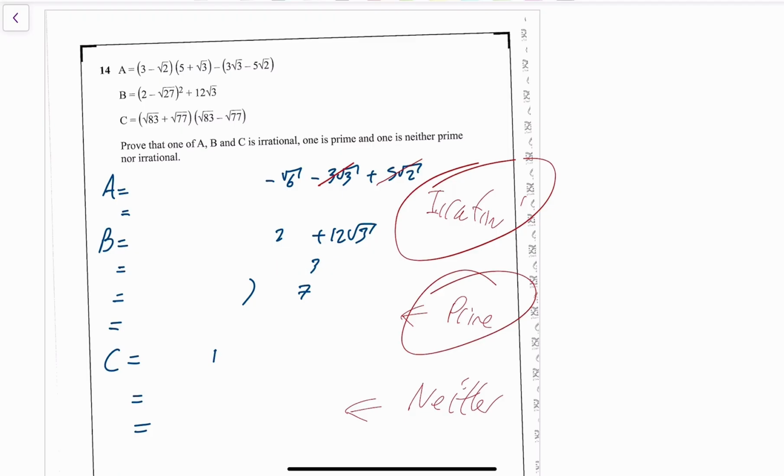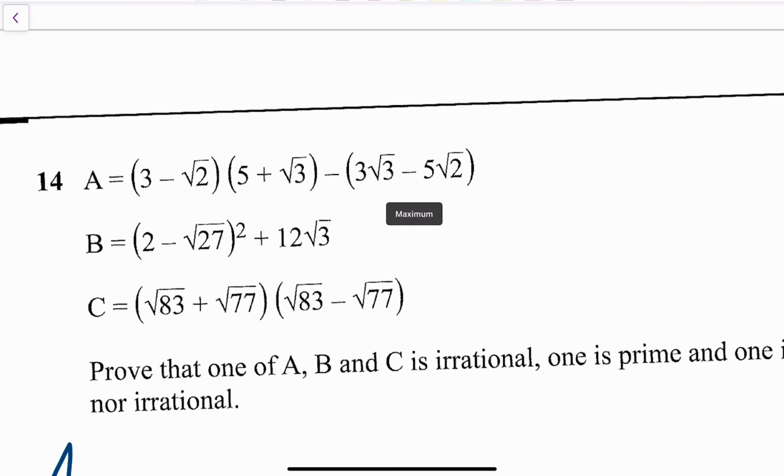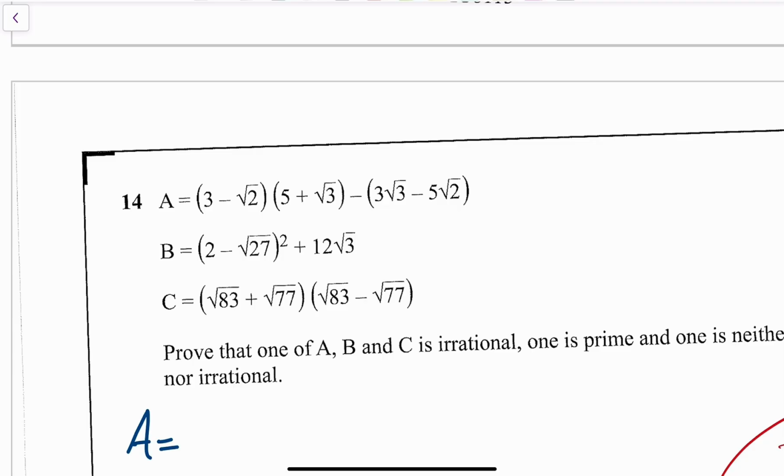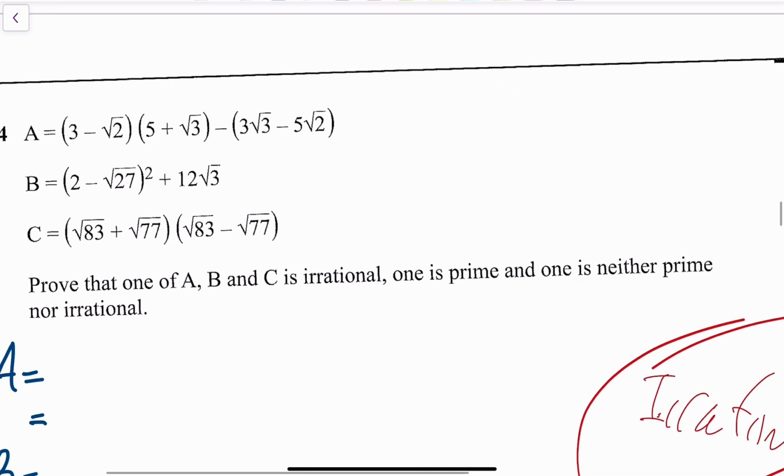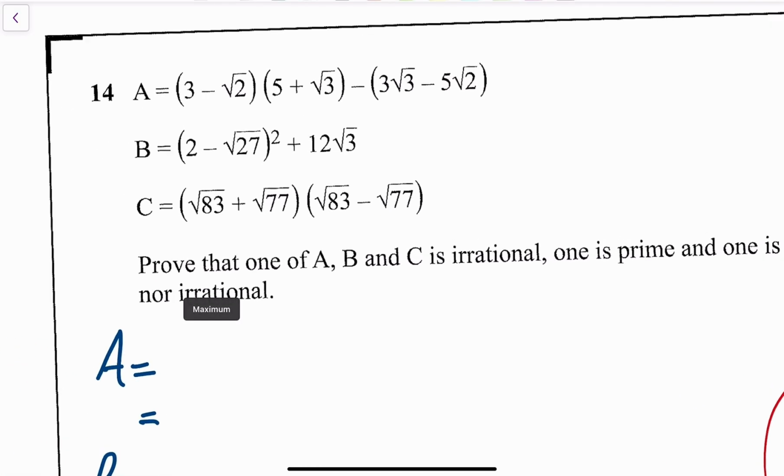Okay, and this one says A is equal to 3 minus root 2 upon 5 plus root 3 minus 3 root 3 minus 5 root 2. B is equal to 2 minus root 27 squared plus 12 root 3. And C is equal to root 83 plus root 77 upon root 83 minus root 77. Prove that one of A, B, and C is irrational, one is prime, and one is neither.